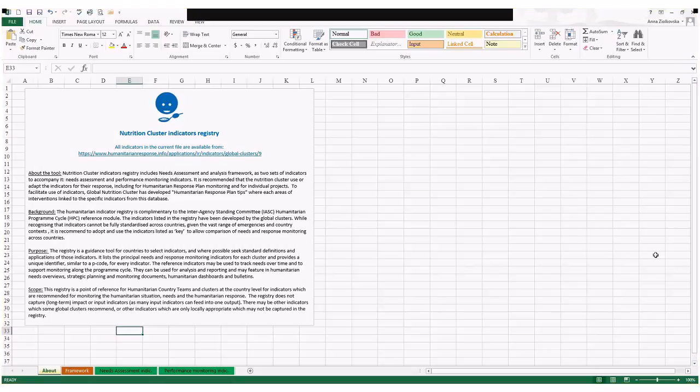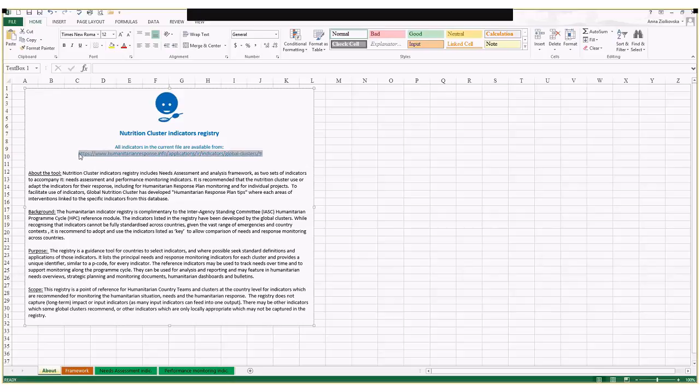So the indicators registry is actually a tool which was developed jointly at the global level with all other clusters. It includes the indicators which are recommended for the Humanitarian Response Plan. In addition to the online version, which I will present to you a bit later, and you have here the link to this online version, we also put the same information in this Excel form in case it's easier for you to navigate there in the Excel than in the online version.